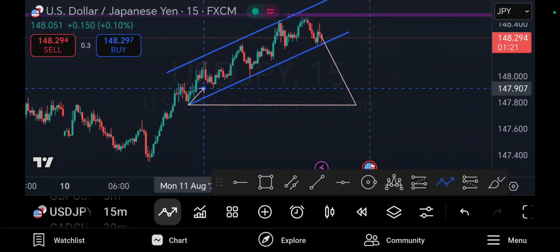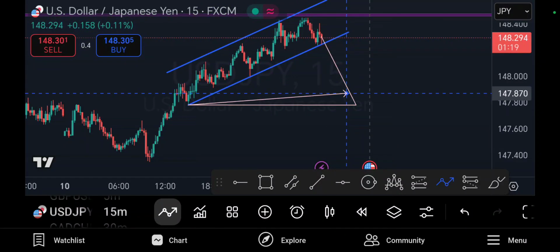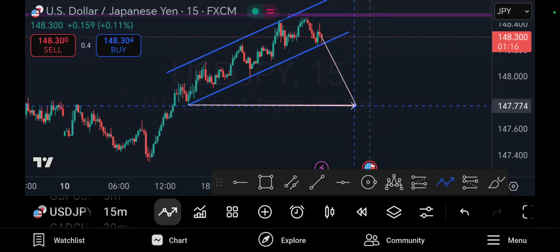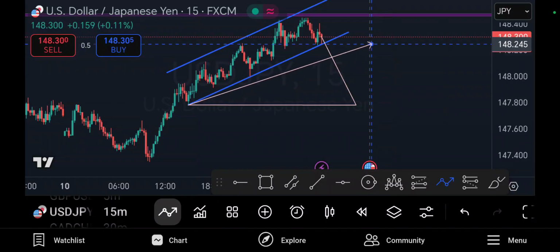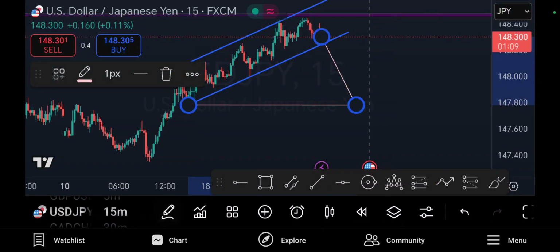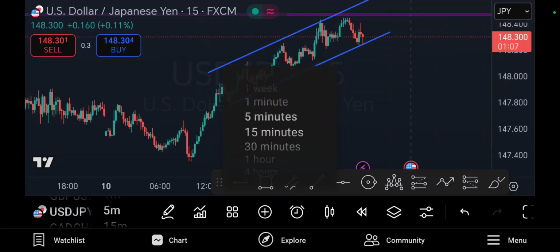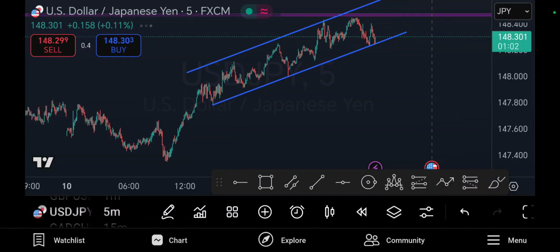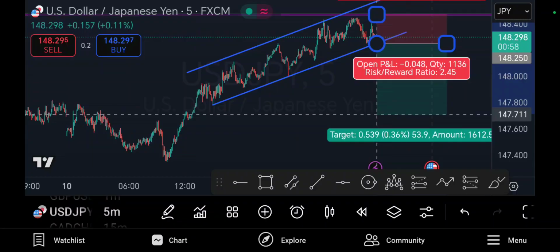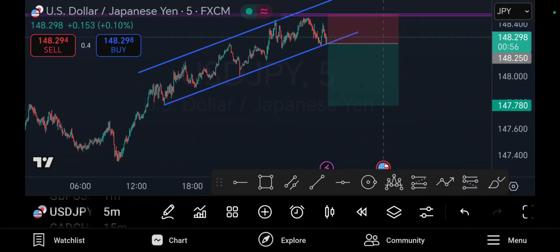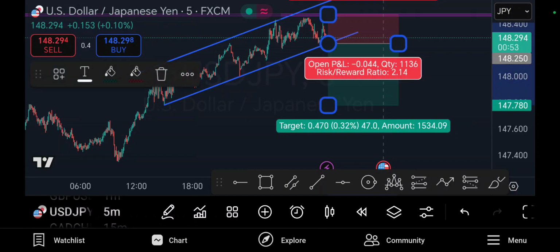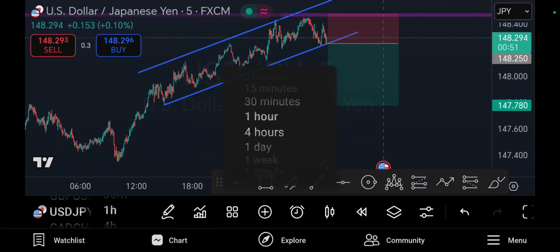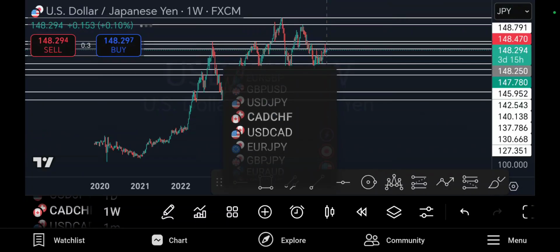So it might break out, fall, come here, close the stop, the sales, push back up. So that's USD JPY. On USD JPY, we're expecting sales, just to here. So stay tuned for an update on that.